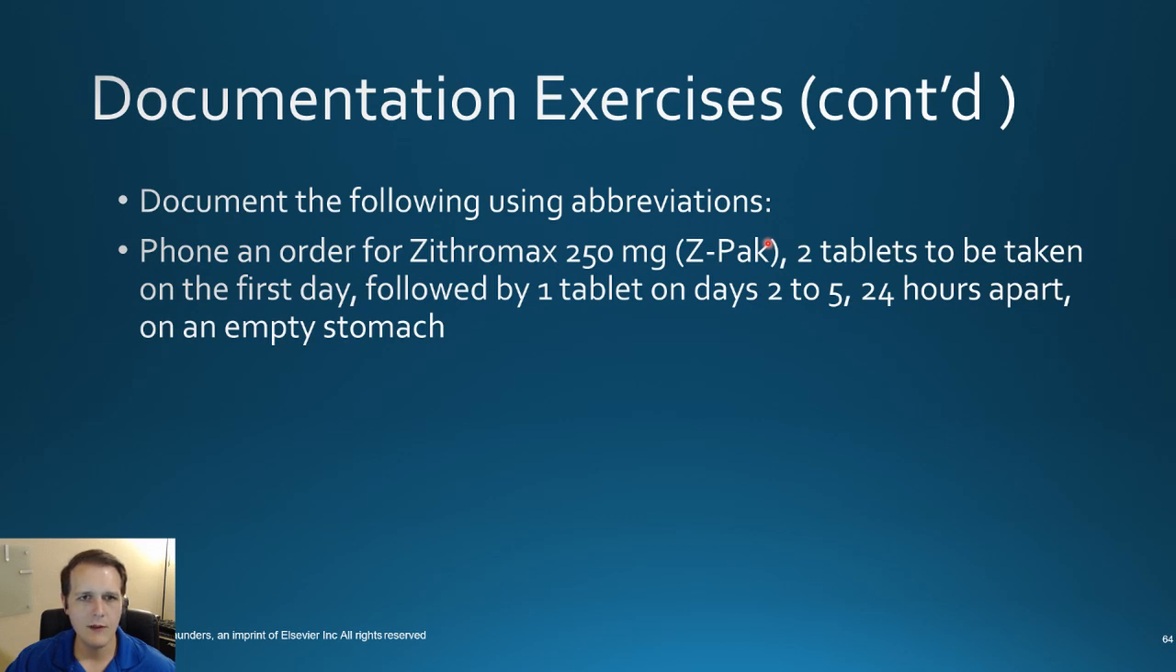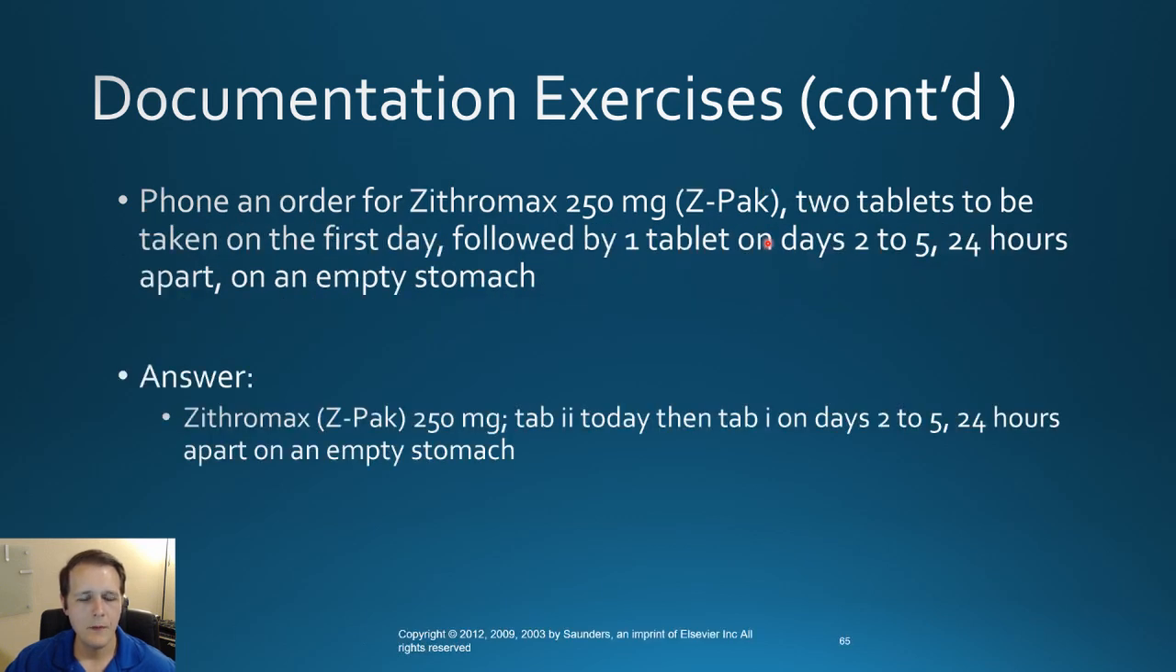How could we abbreviate that? Basically, say Zithromax Z-Pack 250 milligrams. That denotes the strength of the tabs. Tab 2 today, then tab 1 on days 2 to 5, 24 hours apart on empty stomach, right? You could say Q24 there instead of 24 hours apart potentially, and then just write out on an empty stomach. It's fine.